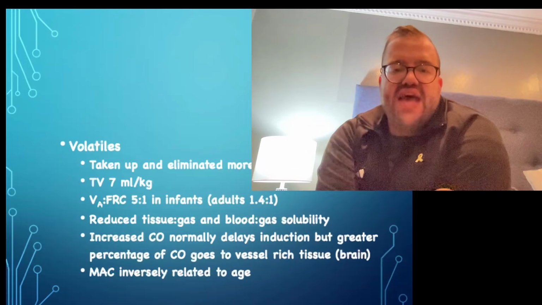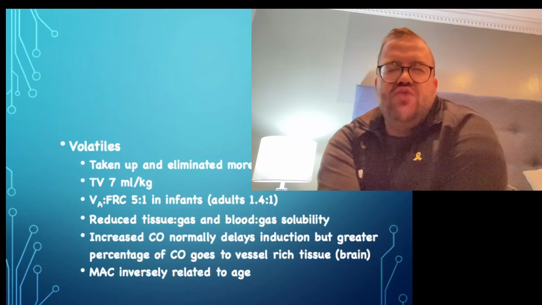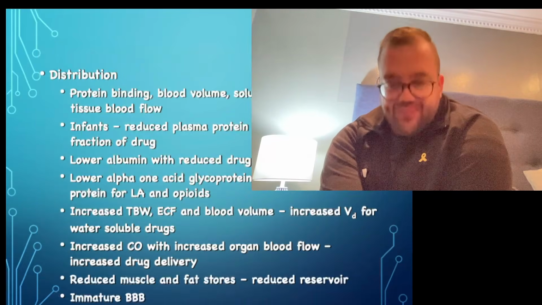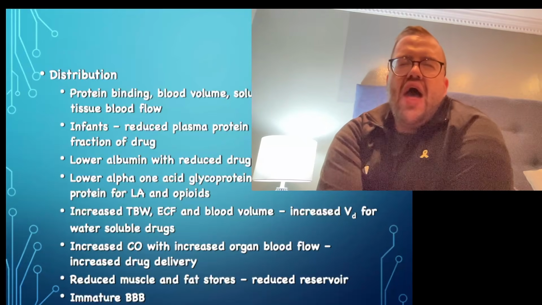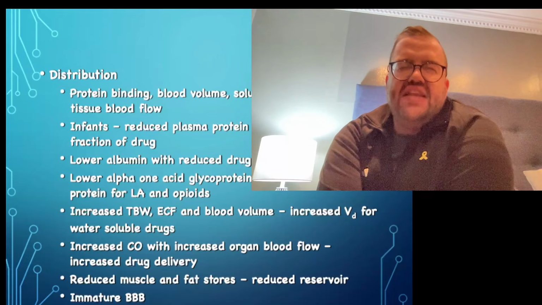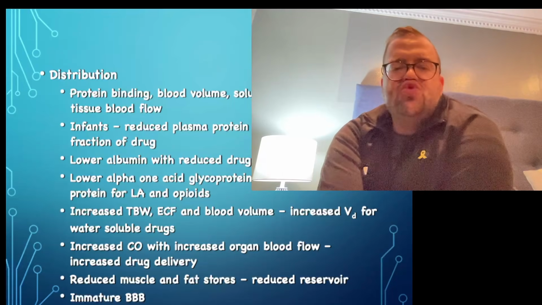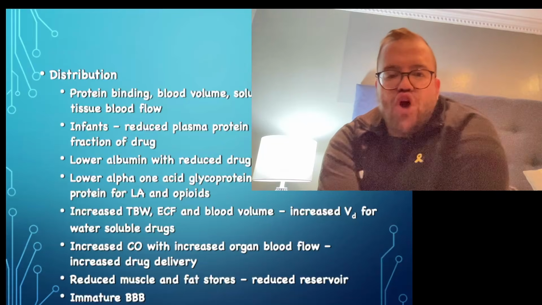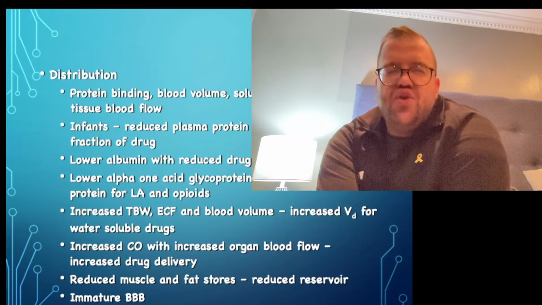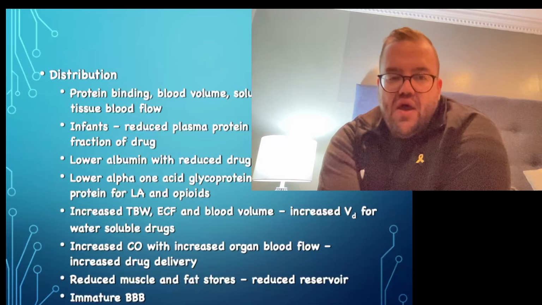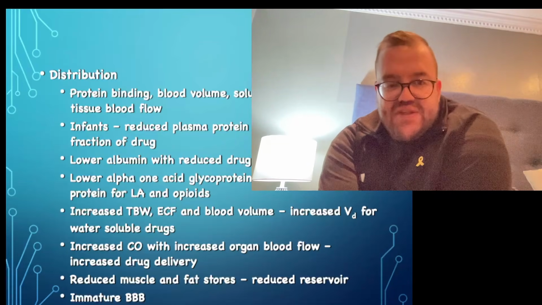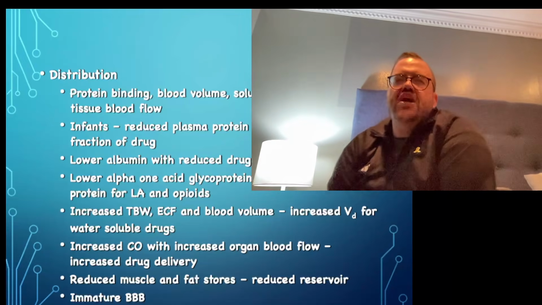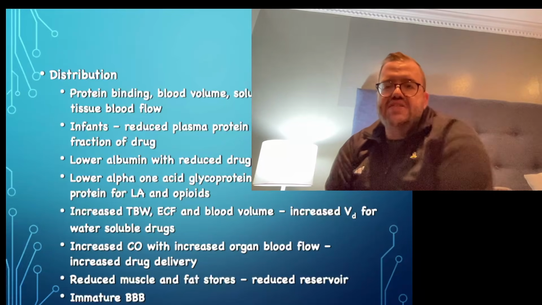And it's one of the same reasons why the MAC is inversely related to age. So as their age increases, they need less volatile. Let's just quickly go through problems with drug distribution. Infants have got reduced plasma protein, therefore increased free fractions of drugs. They've got lower albumin, so therefore reduced protein binding. Lower alpha-1 acid glycoprotein, and that's, remember, a major binding protein for local anesthetics and opioids.